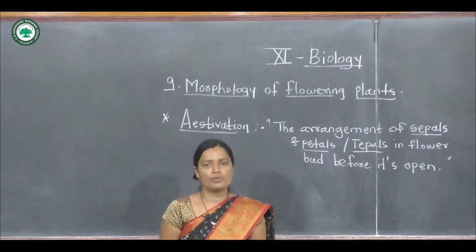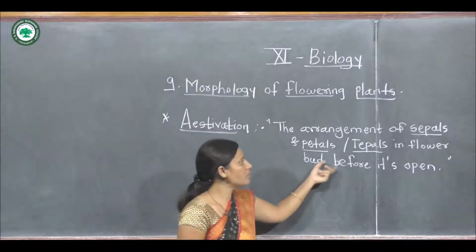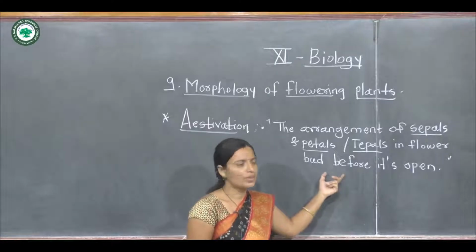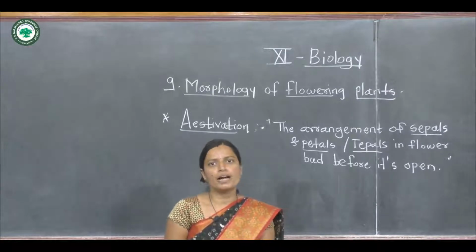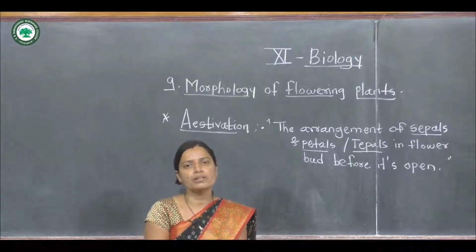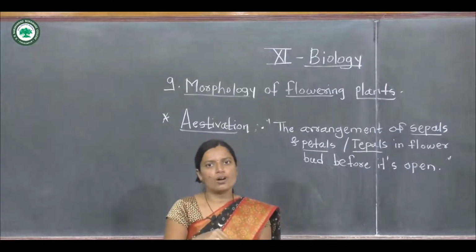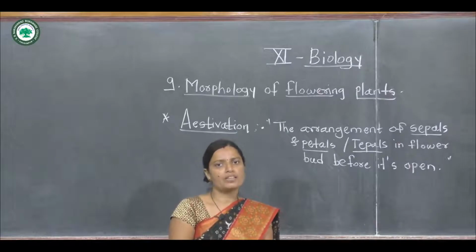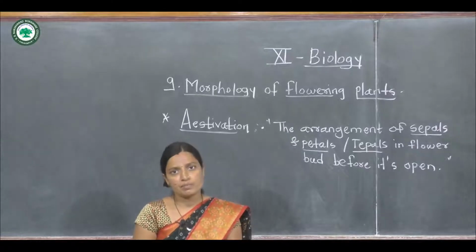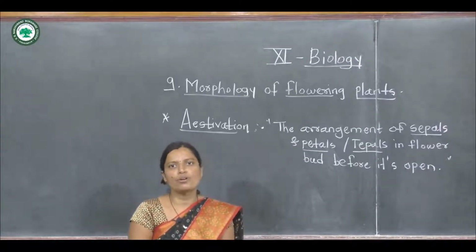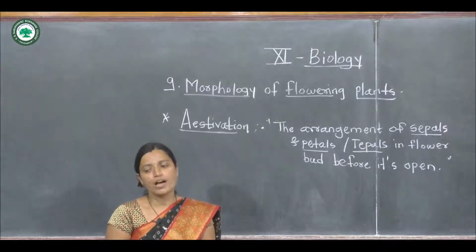Now these three words, sepal, petals or tepal, refer to the parts of a flower in bud condition. Before the flower opens, in the bud condition, the calyx or corolla are arranged in a specific manner. This arrangement of the sepals and petals or tepals in a specific manner in the bud condition is called estivation.